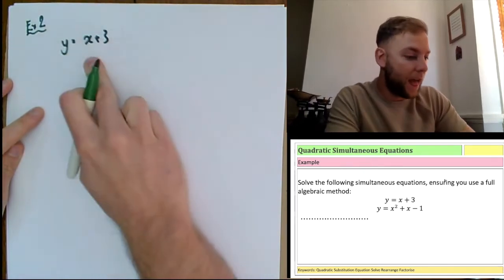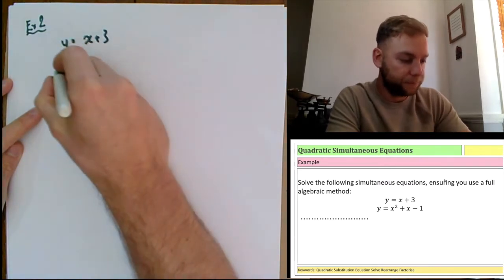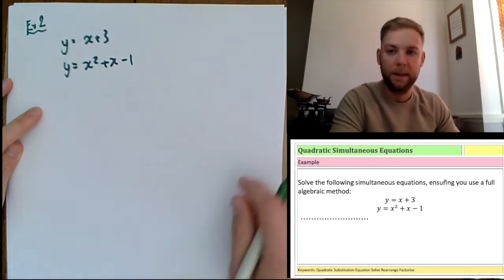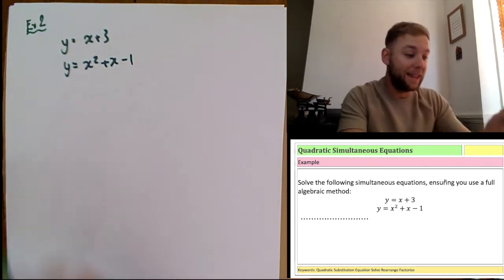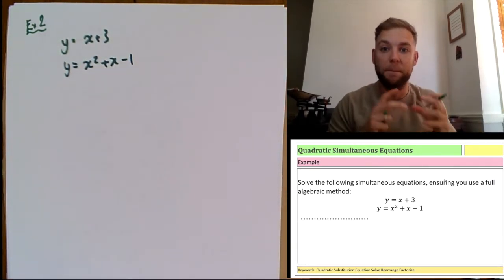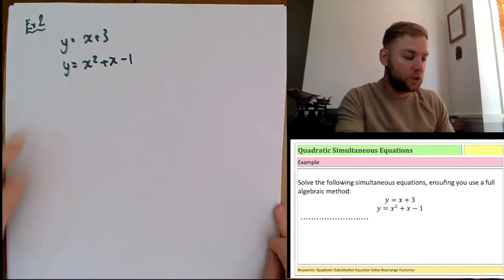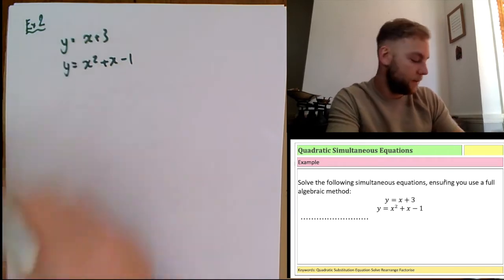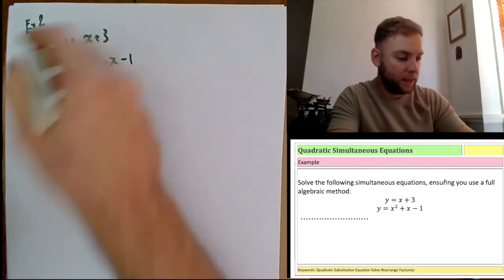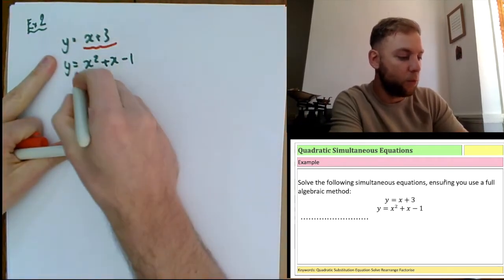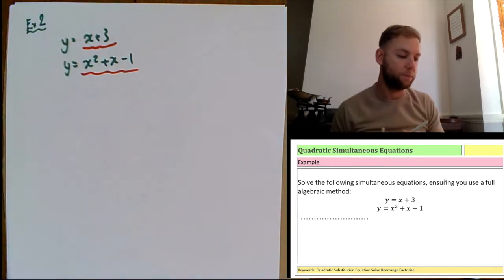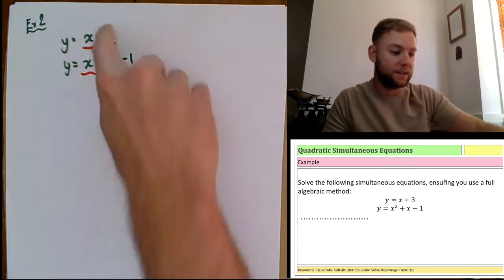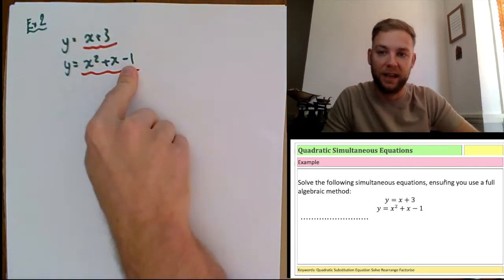So here we've got y is equal to x plus 3, and y is equal to x squared plus x minus 1. You notice that again, they're both equal to y, which means that we can make them equal to each other. So here we're going to make this one equal to this one. Again, I'm just going to make it really clear why. y is equal to x plus 3, but y is also equal to x squared plus x minus 1. So they're both equal to y, which means I can say that is equal to this.